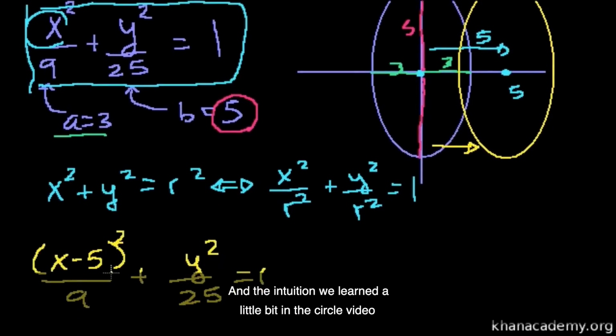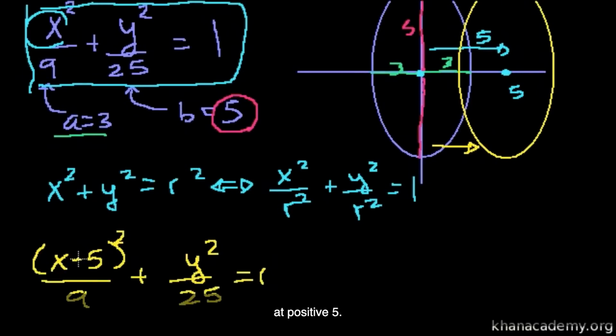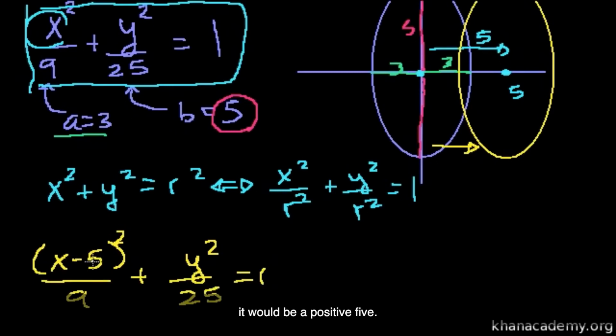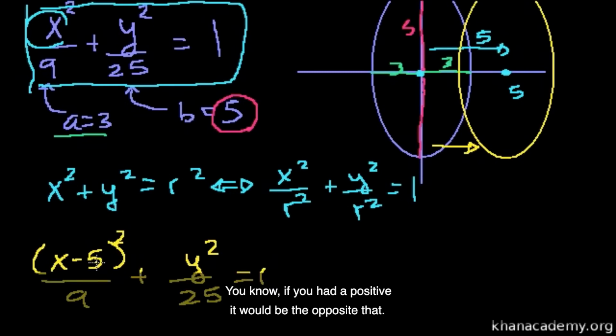And the intuition, we learned a little bit in the circle video where I said, if you have x minus something, that means that the new origin is now at positive 5. And you could memorize that. You could always say, if I have a minus here, then the origin is at the negative of whatever this number is. So it would be a positive 5. And if it had a positive, it would be the opposite of that.